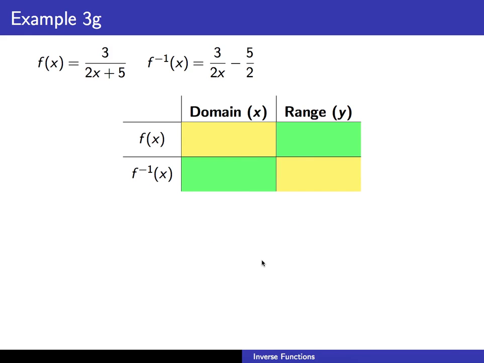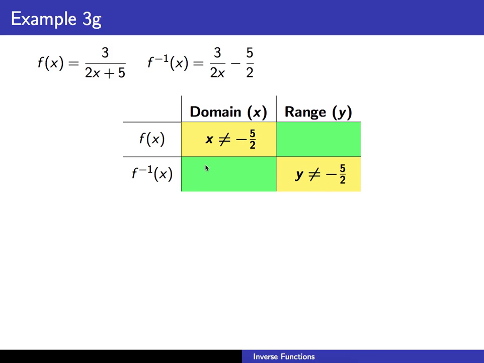So now with our original function and its inverse, our original function's domain, we said earlier in our last section on domain and range, that x cannot equal negative 2.5 or negative 5 halves. That's also going to match the output values of the inverse function. So for our inverse function, this 3 over 2x minus 5 halves, our range is y is all real numbers except negative 5 halves. So we can just abbreviate that as y not equal to negative 5 halves.